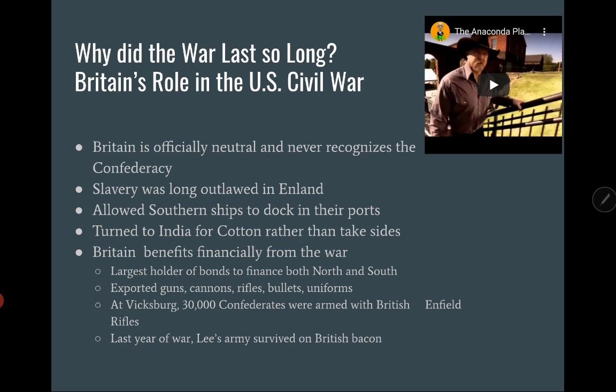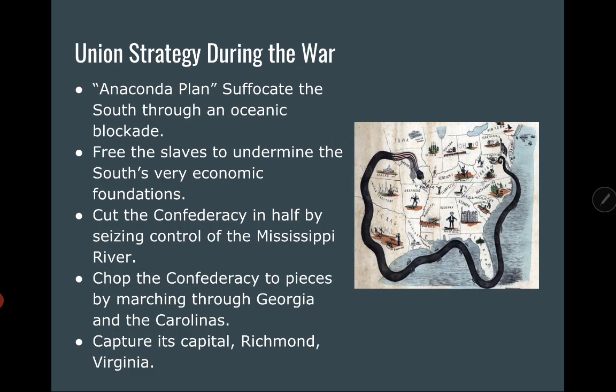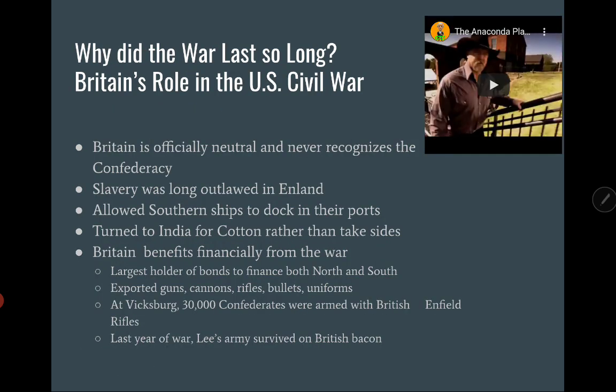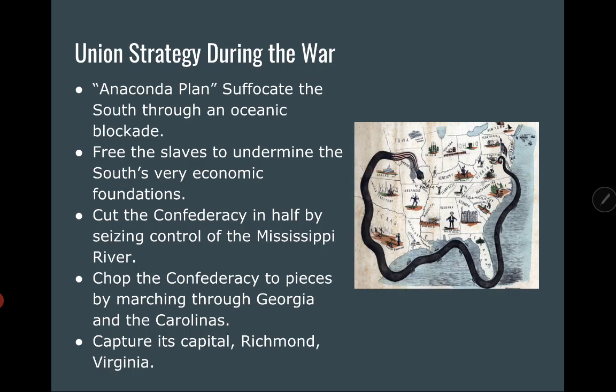But in reality, what's going to happen is Great Britain is going to turn to India, and Britain is going to basically benefit from the war. They hold a lot of the bonds, they're exporting guns, and all of this. So I guess in the last year, Lee's army survived on British bacon. We'll see.